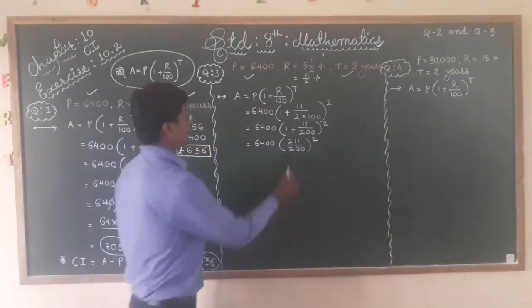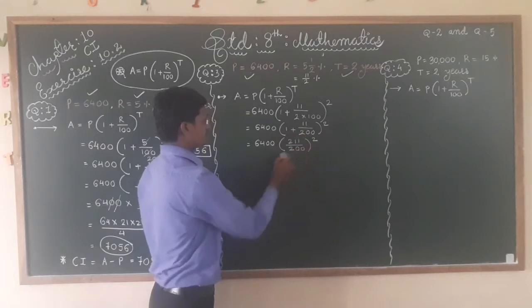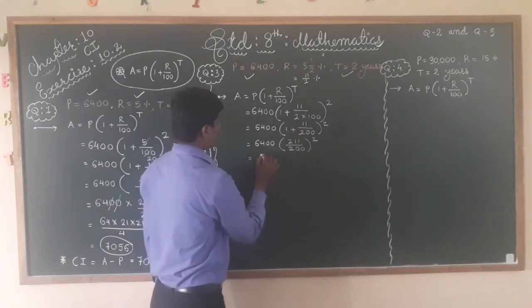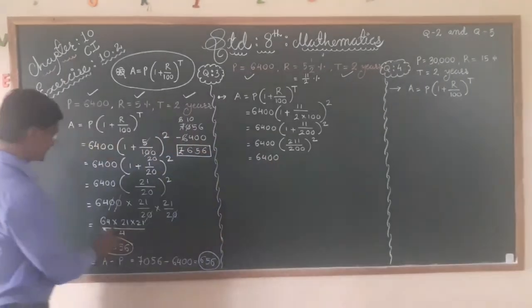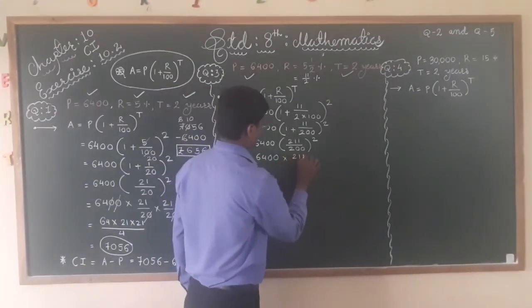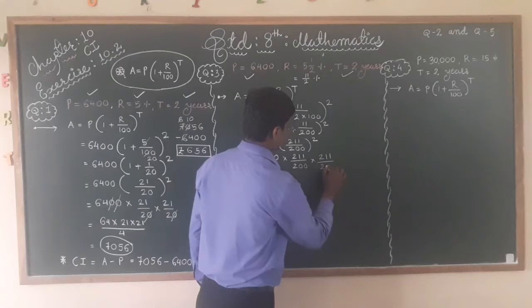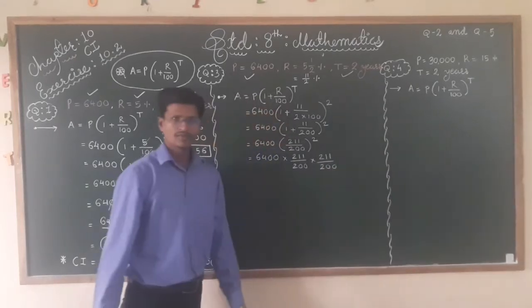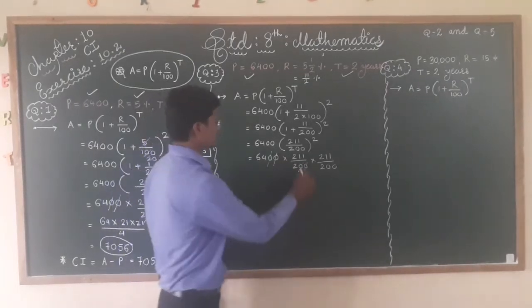Are you getting it or not? 200 plus 11, 211 divided by 200. Now the same method will apply. What we did here, same thing we will do: 211 divided by 200 multiplied by 211 divided by 200. So 0 out, 0 out, 0 out, 0 out. So what is remaining here?